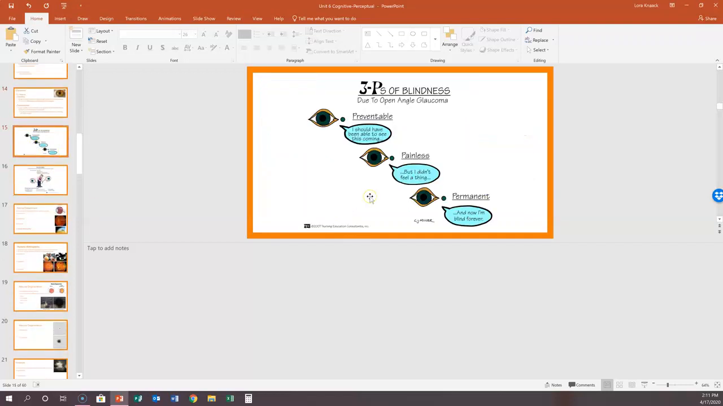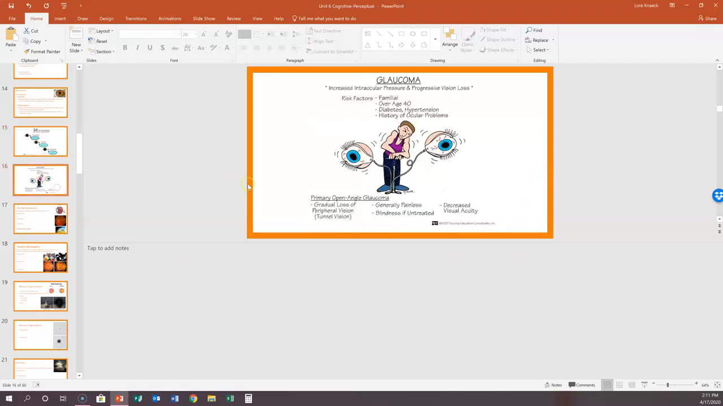And then I've got my little cartoon there, the 3 P's of blindness due to open angle glaucoma. It's preventable. I should have seen this coming, painless, and then permanent with that open angle, because that one's the more insidious one. Here's another picture for glaucoma risk factors. It's familial, meaning it's genetic, over the age of 40, diabetes and hypertension, and then history of ocular problems. So, okay.